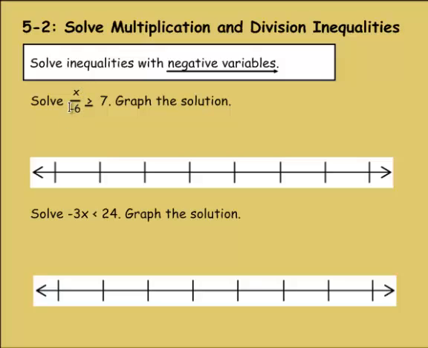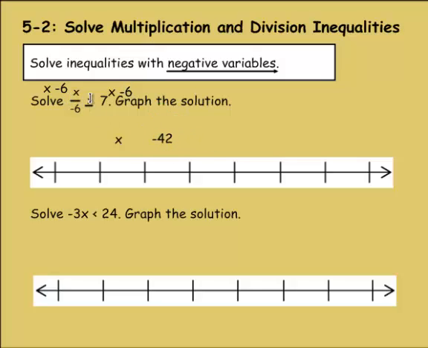We have x divided by negative 6 is greater than or equal to 7. So the opposite of dividing by negative 6 is multiplying times negative 6. So we'll multiply times negative 6 there and times negative 6 here. So that would cancel each other out. So now we're left with just x on the left side, and we have 7 times negative 6 on the right side, which is negative 42.